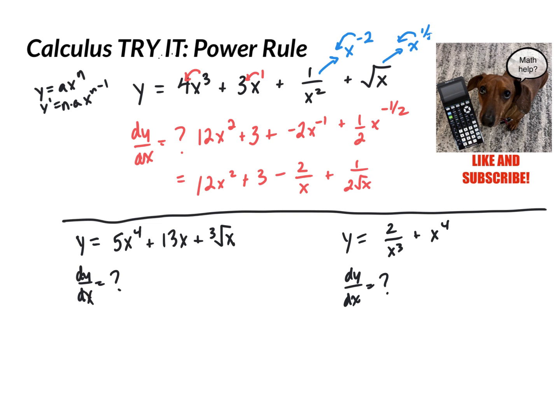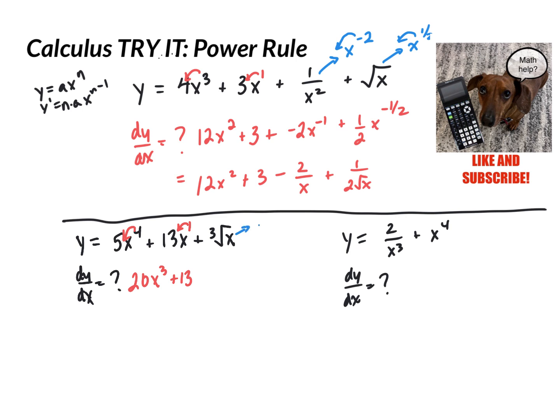All right, so to begin with, we'll bring that 4 out front. So we've got 20x cubed. Remember, this is to the first, so 1 times 13 is 13. And it's x to the 0, so it's just 1, excuse me.